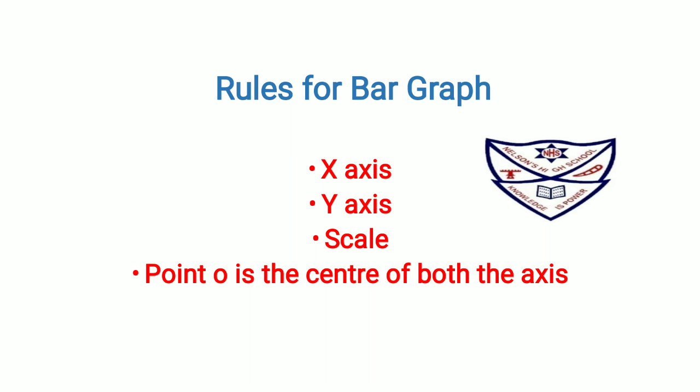Now we'll see the rules for a bar graph. First we'll draw the x-axis, then we'll draw the y-axis. And students, on the right side we will write the scale: for 1 centimeter, how many students or how many numbers are being used. And we'll write point O where the x and y axes meet.